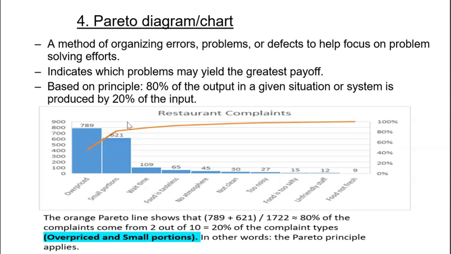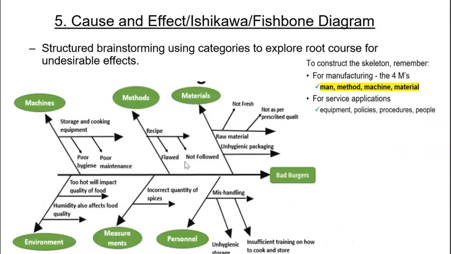And usually we will tackle the first part here, which gives us the highest complaints, on the overprice and small portion. So by tackling these problems, the rest of the 20 can also be solved.